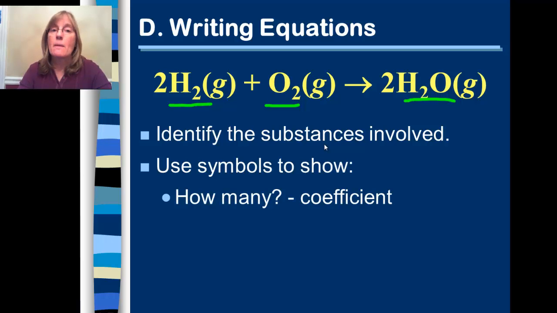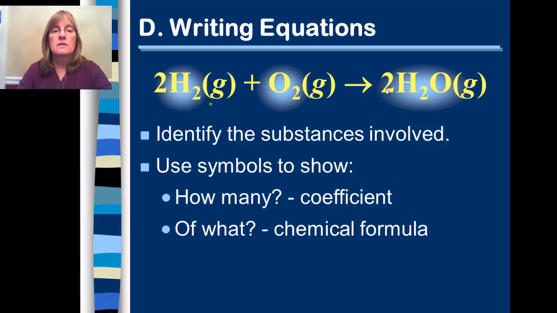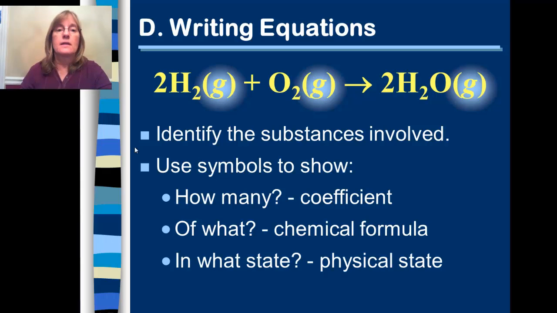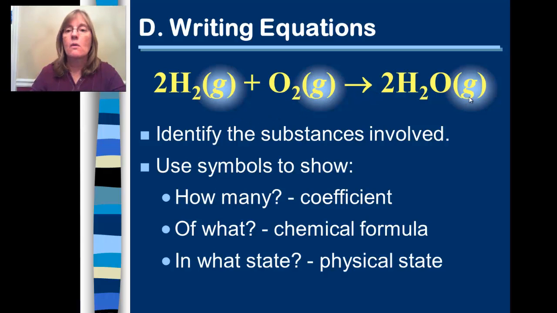We use the symbols to show how many there are. Now you notice the coefficients there. Those are the big numbers in front of it. That tells us how many moles are reacting. And in this case we have 2 moles of hydrogen reacting with 1 mole of oxygen. We don't use a 1 as a coefficient, it's just understood. And that yields or produces 2 moles of water. It also tells us, again, what the chemical formulas and in what state. In this case it's telling us we have hydrogen gas plus oxygen gas yielding gaseous H2O or water vapor.